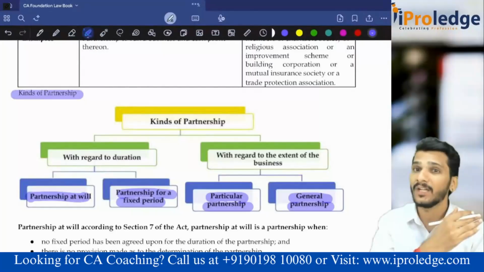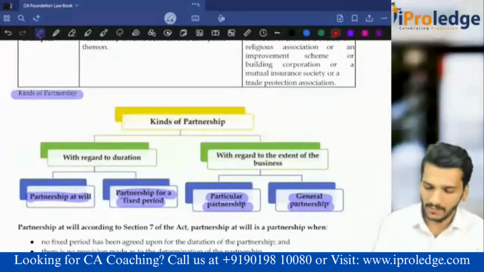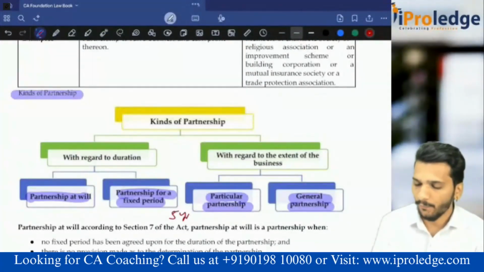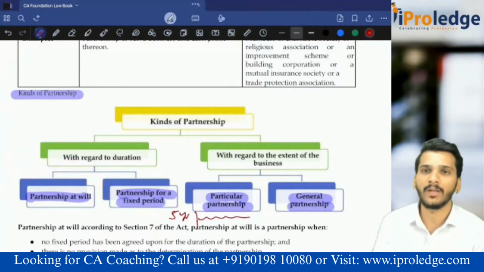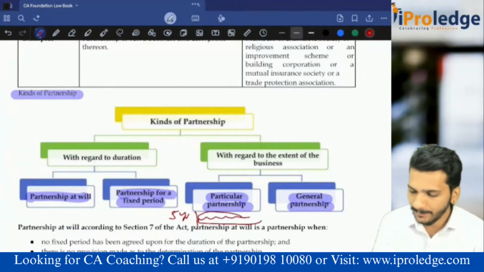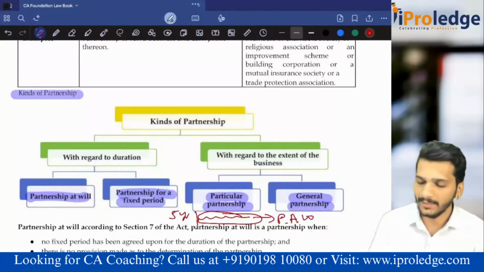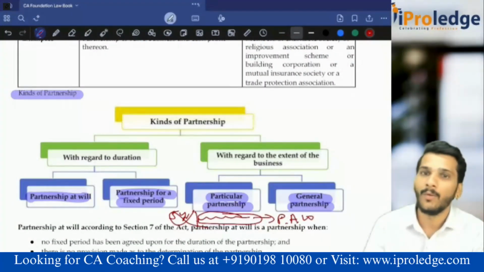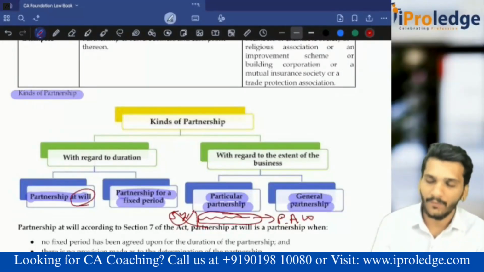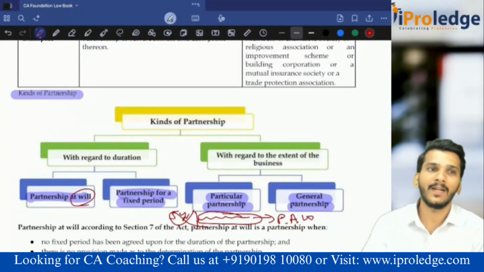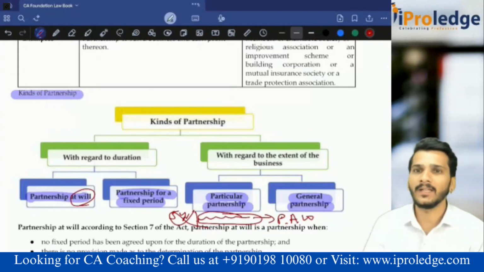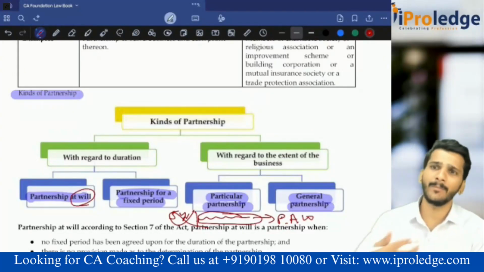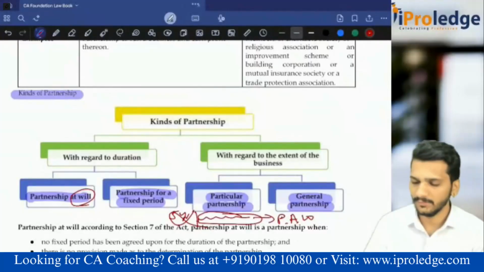If they continue after the fixed period, for example, a partnership firm established for 5 years, and now 5 years is over and the firm is still continuing, the period after the 5 years we call partnership at will, because the fixed period is already over. Now they are carrying on at their will. What is will? Will means there is no specific agreement on what period, what business, how many partners, nothing is specified. As per my wish and will, I'll keep on doing the business.